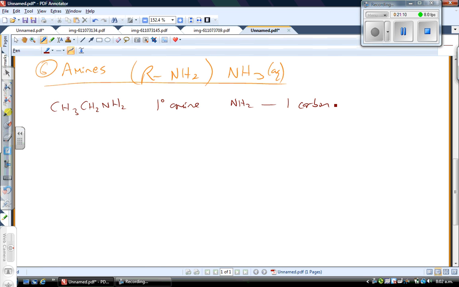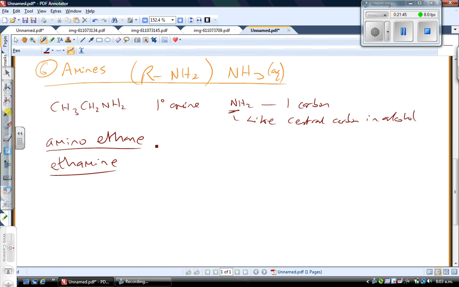Just like with an alcohol, if the central carbon is bonded to just one other carbon, that makes it a primary alcohol. So the nitrogen here is akin to the central carbon in an alcohol when identifying primary or secondary alcohols. So that's a primary amine. Now the name for that is aminoethane. Other people might name that ethanamine, which is also acceptable, though the IUPAC system would be to name it aminoethane.